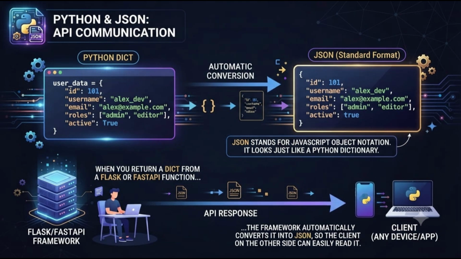Why use an API? Because the data you store in your Python variables needs to be shared. Imagine a mobile app that needs the user profile or data you have in your Python script. The app sends a GET request to your API. Your script fetches the data and sends it back in JSON format.